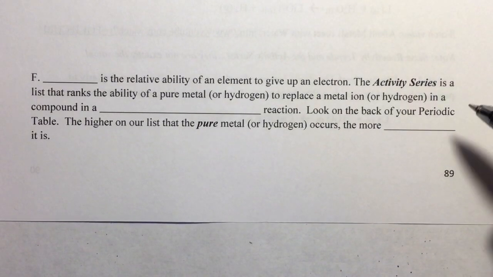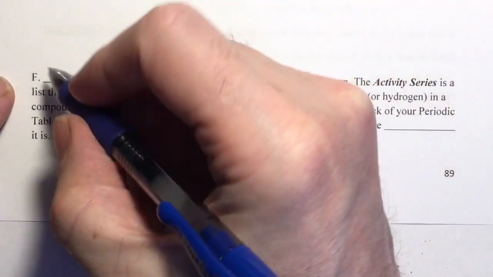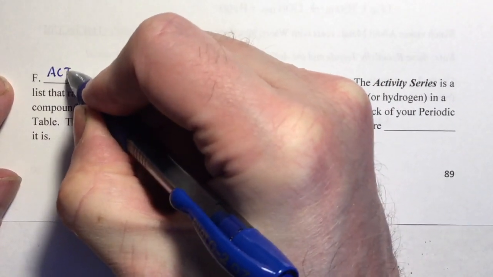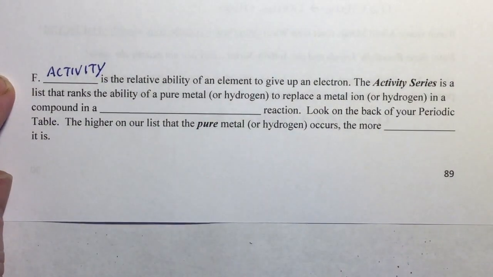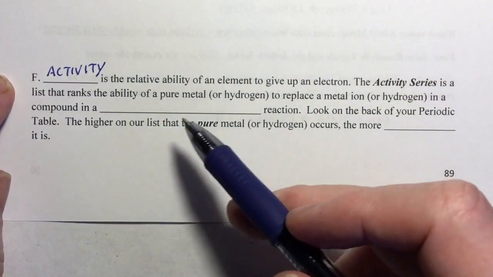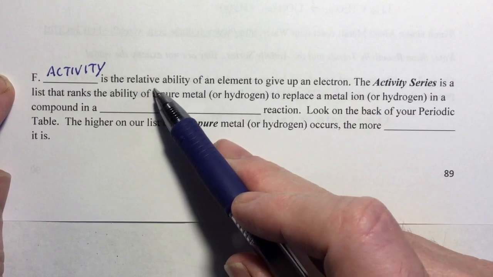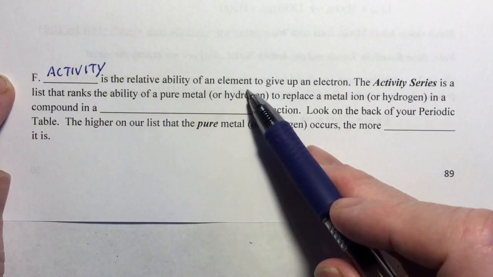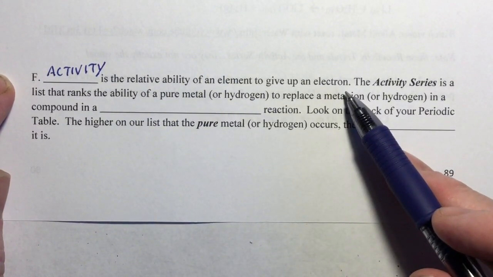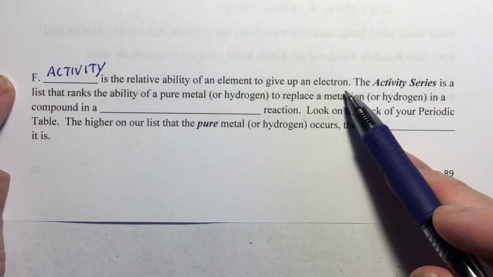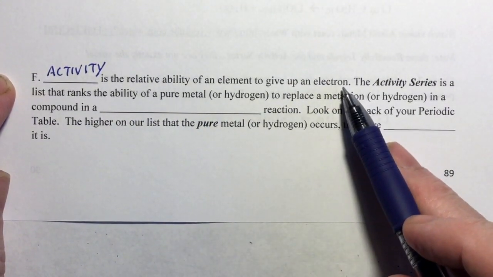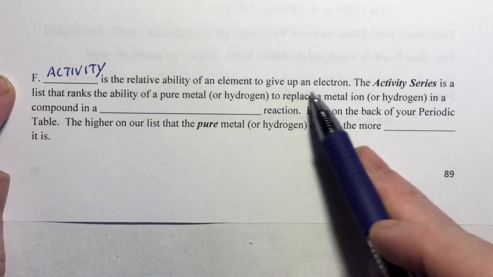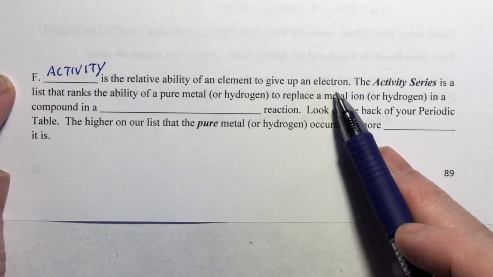Okay, class, in this video we're going to discuss a concept called activity. That's what goes in that gap there. Activity is an important concept in chemistry, and it is the relative ability of an element to give up an electron. We know that when we give up electrons, we become positively charged. And so basically this is saying how energetically preferred is it for an element to become a cation.